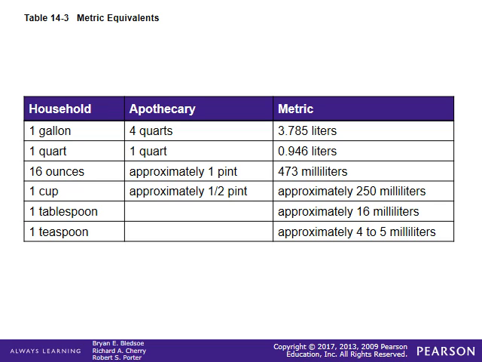So when we look at the normal units that we use every day in America, a gallon equals 4 quarts, and 4 quarts equals 3.785 liters. So 1 quart equals 0.946 liters, and a pint is half of that.